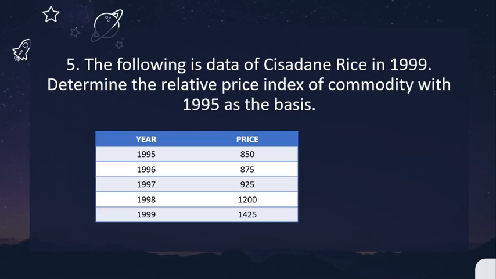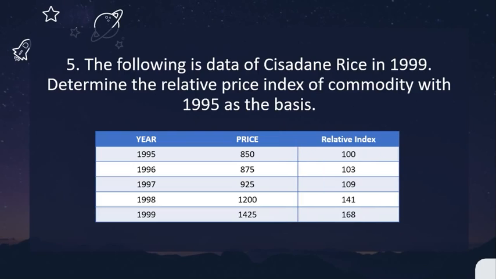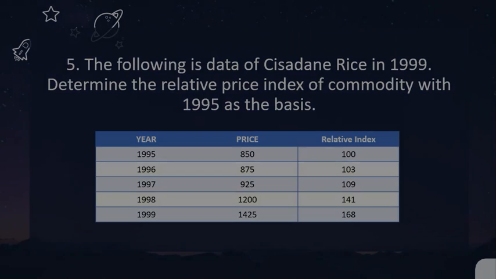We use relative price index formula. The formula is calculated year price divided by base year price multiplied by 100. The result is on 1995 relative index shows 100. On 1996, relative index shows 103. On 1997, relative index shows 109. On 1998, relative index shows 141. On 1999, relative index shows 168.